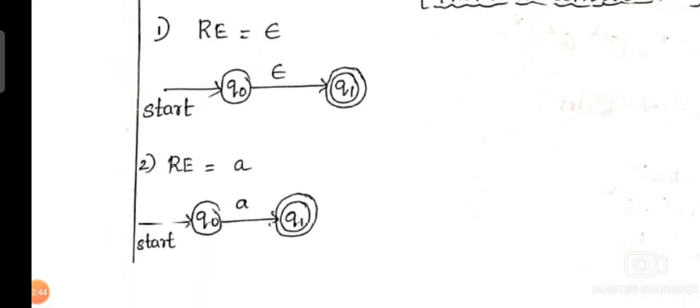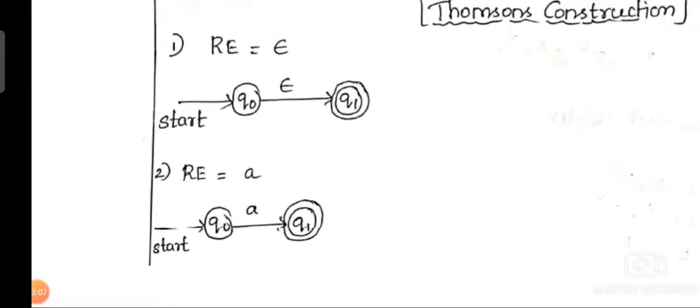And the second one is, if the regular expression equals simply A. A means we should understand there is only one input symbol A. So the system will reach the final state by consuming A. Since the string consists of only one symbol, we should understand there will be two states, starting state and final state. So the diagram will be like this.